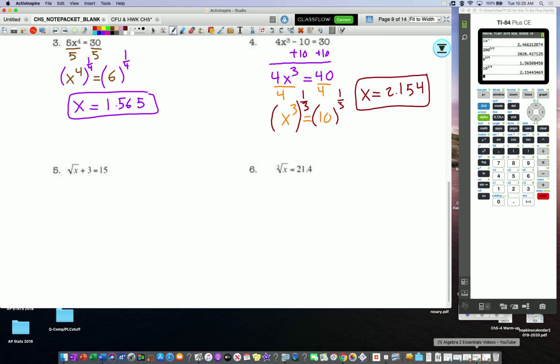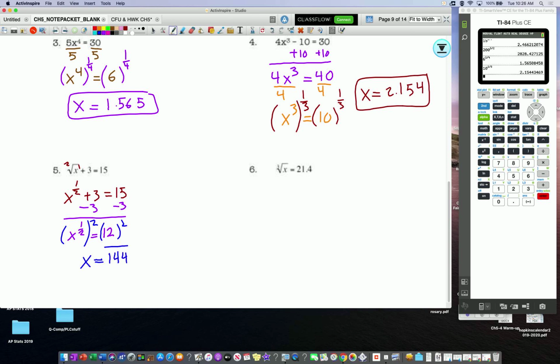All right, I have to change it to a fractional exponent. This is a good review of yesterday. So x to the 1/2 plus 3 equals 15. Subtract 3, so x to the 1/2 power equals 12. Now I can raise it to the 2nd power. Some of you might be able to do 12 to the 2nd power in your head. If you can, you get 144.